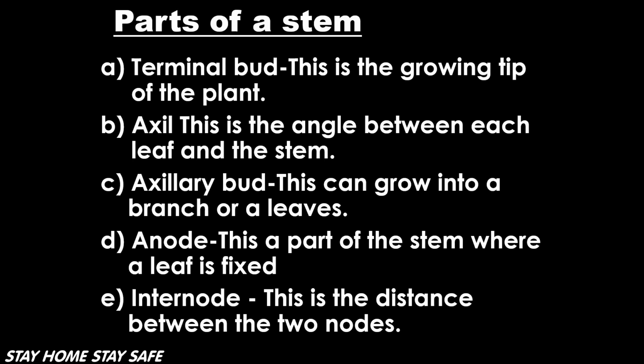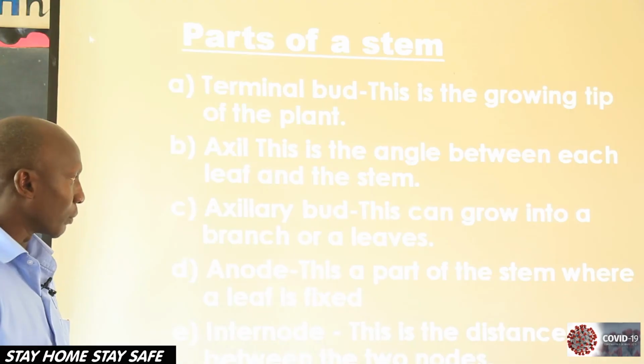Then we have a part called a node. A node, not anode. These are two different things. A node is the part of the stem where a leaf is fixed. We saw it in the structure. Then we have the internode. This is the distance between two nodes. So all these parts, terminal bud, axil, axillary bud, node, and internode, are parts that make up a stem. At least you must have at least 4 of them, if you have already noted them down.